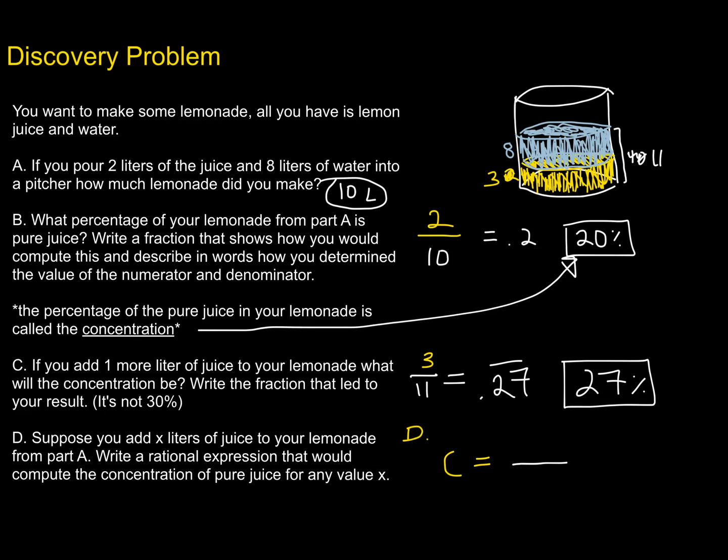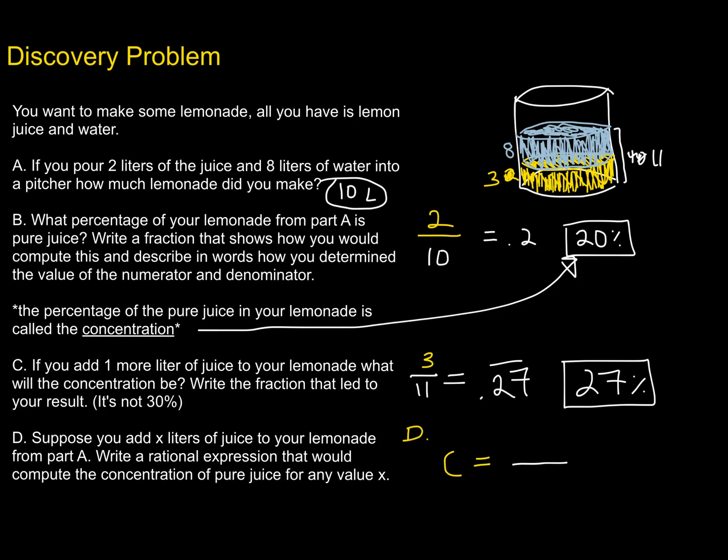Suppose we didn't add just 1 liter. Let's suppose that we add X liters of juice to our lemonade, the original that we had from part A. We want to write a rational expression that would compute the concentration of pure juice for any value X. So C is going to represent concentration, and I want to write an expression that will give me the concentration depending on what X is.